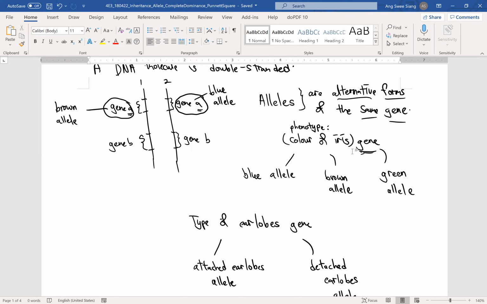Black iris? Wrong. It's dark brown. Okay, there is no such thing as a black iris. It's dark brown. Some of you may have lighter brown. Okay, so this is alleles.